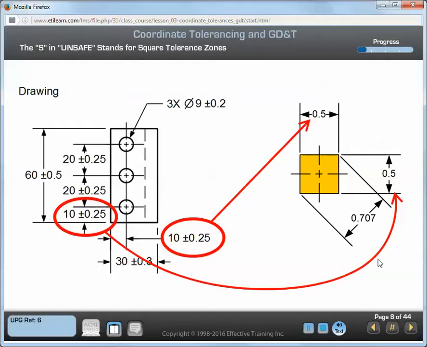Square or rectangular tolerance zones. Since coordinate tolerances use a tolerance in the y or vertical direction and a tolerance in the x horizontal direction, the resulting tolerance zone is square or rectangular. The tolerance zone for the hole location is formed by the max and min of the x and y location dimensions.